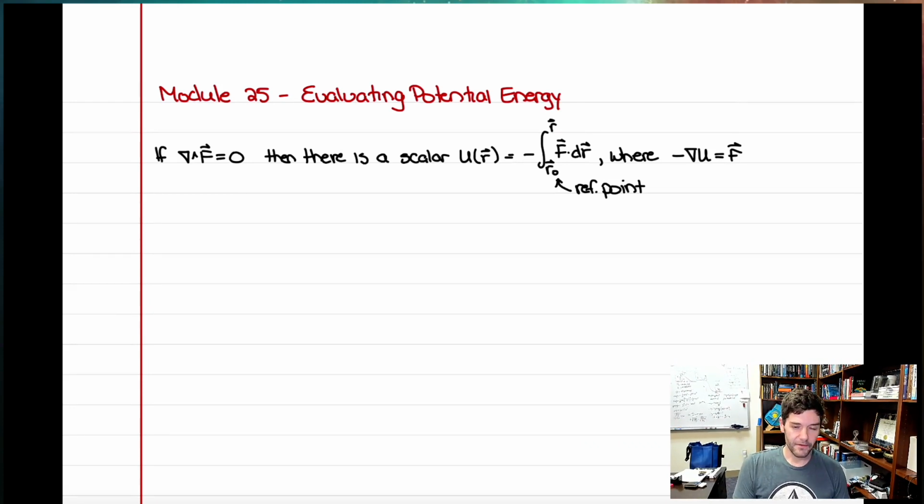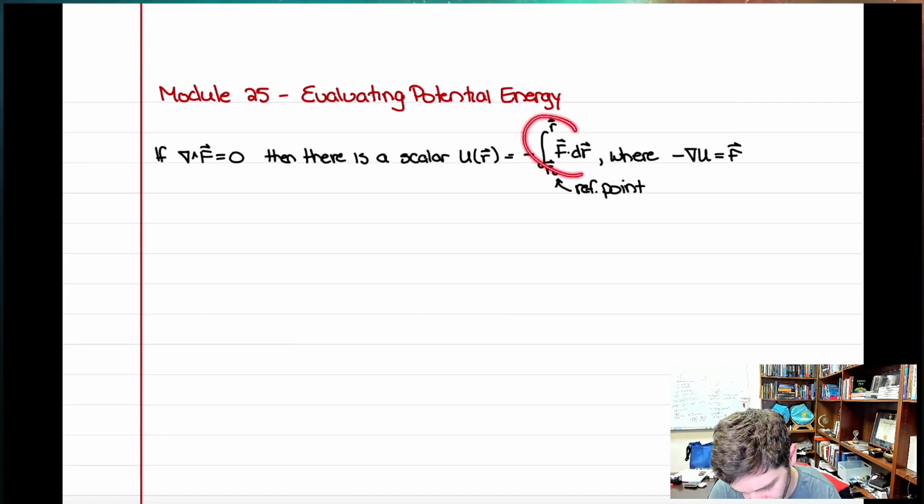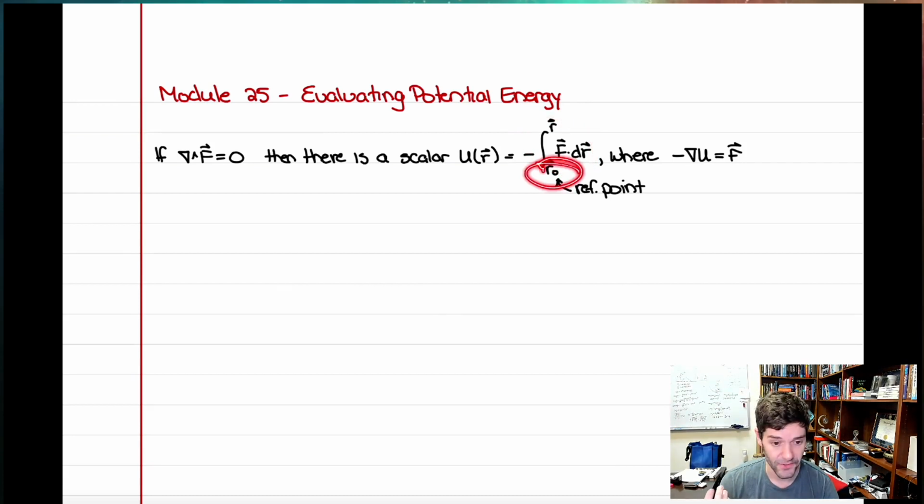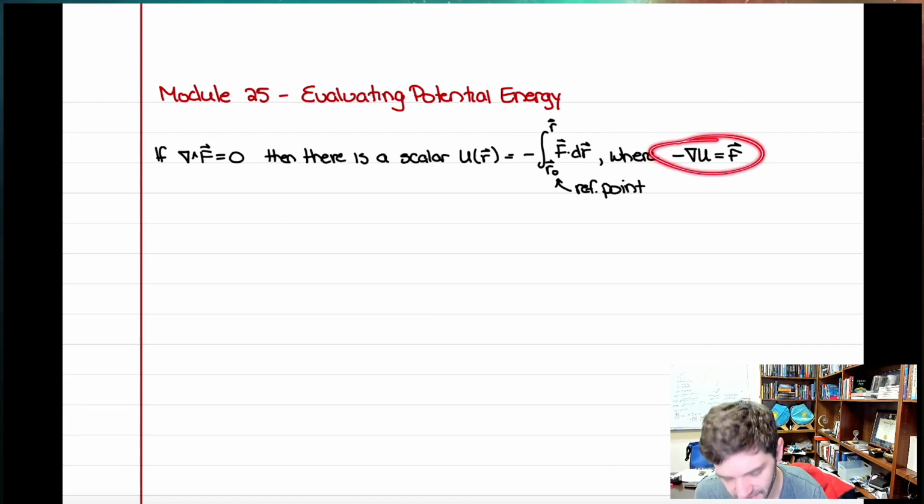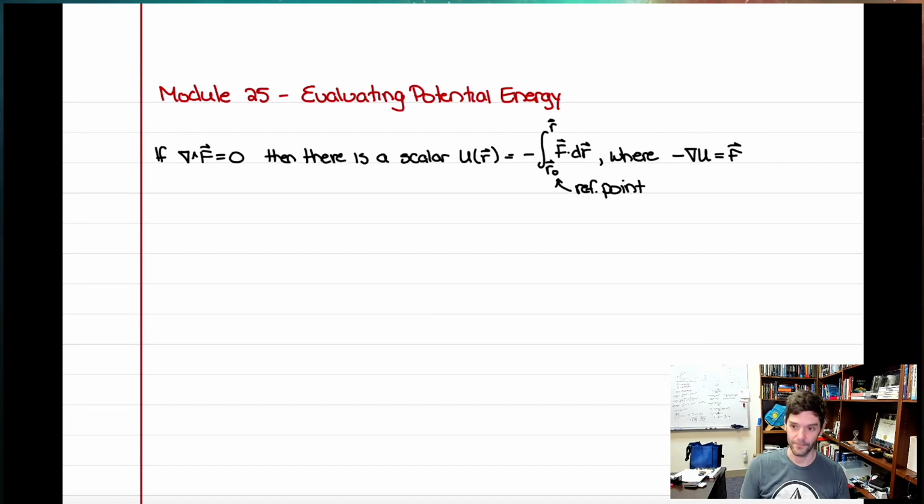then there is a scalar function u, which we will call the potential energy, that can be defined as negative the work integral, going from some arbitrary reference point that you decide on, where you are choosing that point to be where the potential energy is equal to 0, out to your location, and that then tells you the value of the potential energy at that location. This is then equivalent to saying that if you take negative the gradient of that potential energy function, you get back the force.